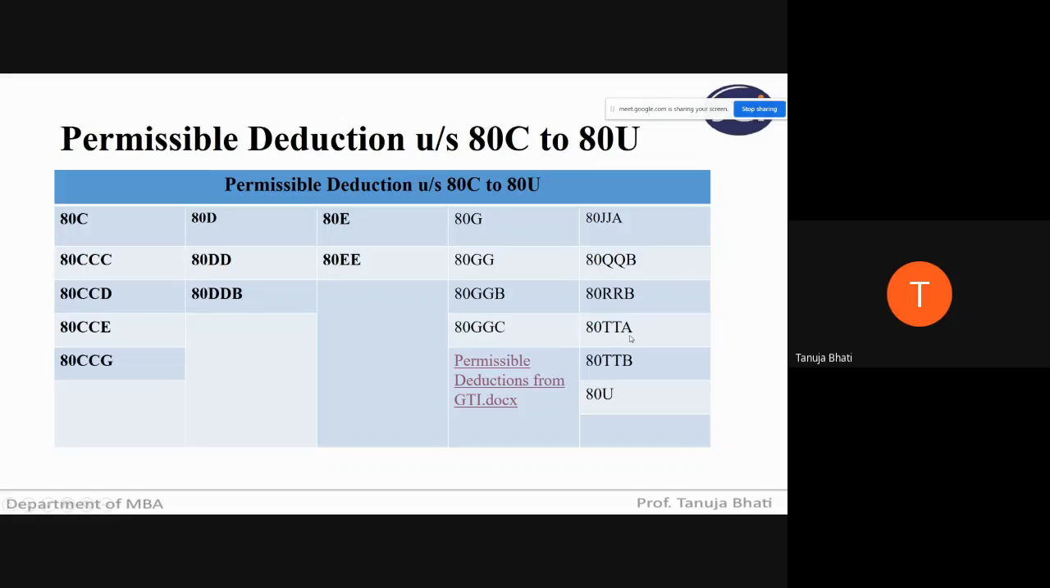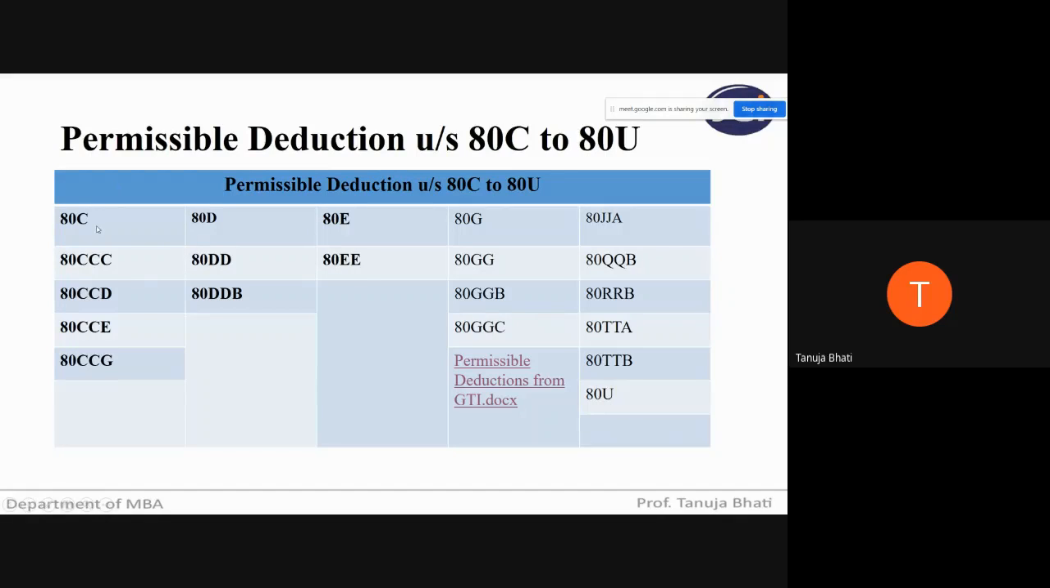80TTA is interest on deposits in a savings account. This deduction is given only to an individual who is a non-senior citizen, and the deduction is subject to 10,000. 80TTB is a deduction given on interest on savings to a senior citizen, and the deduction is subject to rupees 50,000. And 80U is given to an individual who is disabled. If he is severely disabled, he will get a flat deduction of 1,25,000. If he is just disabled, he is going to get a flat deduction of 75,000. But he has to prove his disability by getting a certificate from a medical authority.